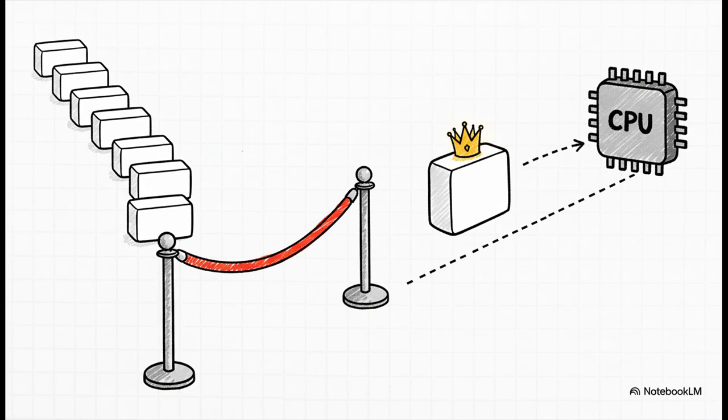So, let's talk about priority scheduling. This is just like a VIP line at a club. Some processes are simply more important than others. Think about a critical system function versus, say, a background file download. The scheduler gives these VIP processes a higher priority, which lets them skip right to the front of the line.